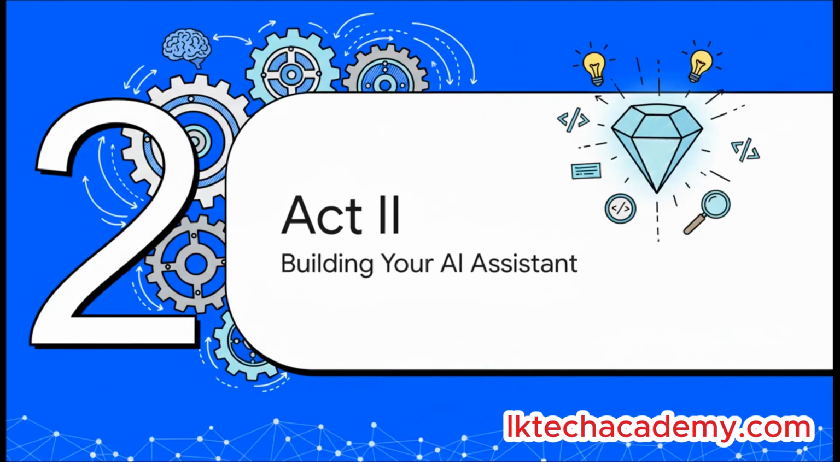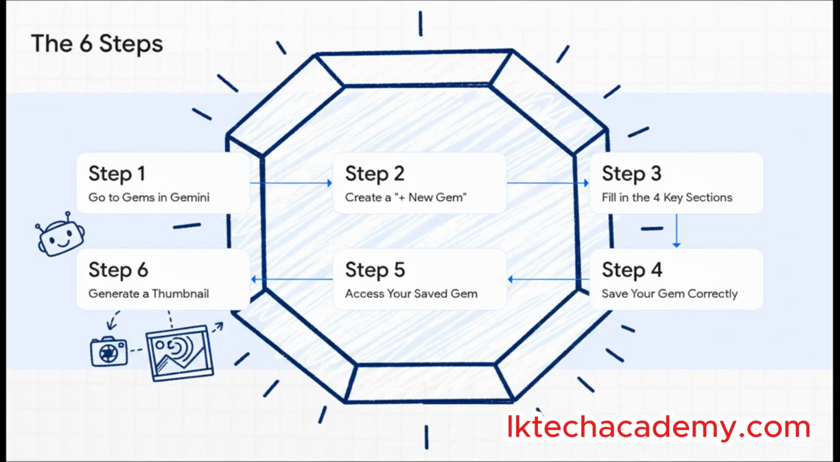Now for Act 2. This is really the heart of our explainer today. This is the step-by-step walkthrough showing you how to actually build your custom AI assistant from scratch. And don't worry, okay? This is not some crazy complex coding project. It's actually a super straightforward 6-step process. We're going to go from finding the gem editor all the way to generating your very first AI thumbnail. It's way simpler than you probably think.